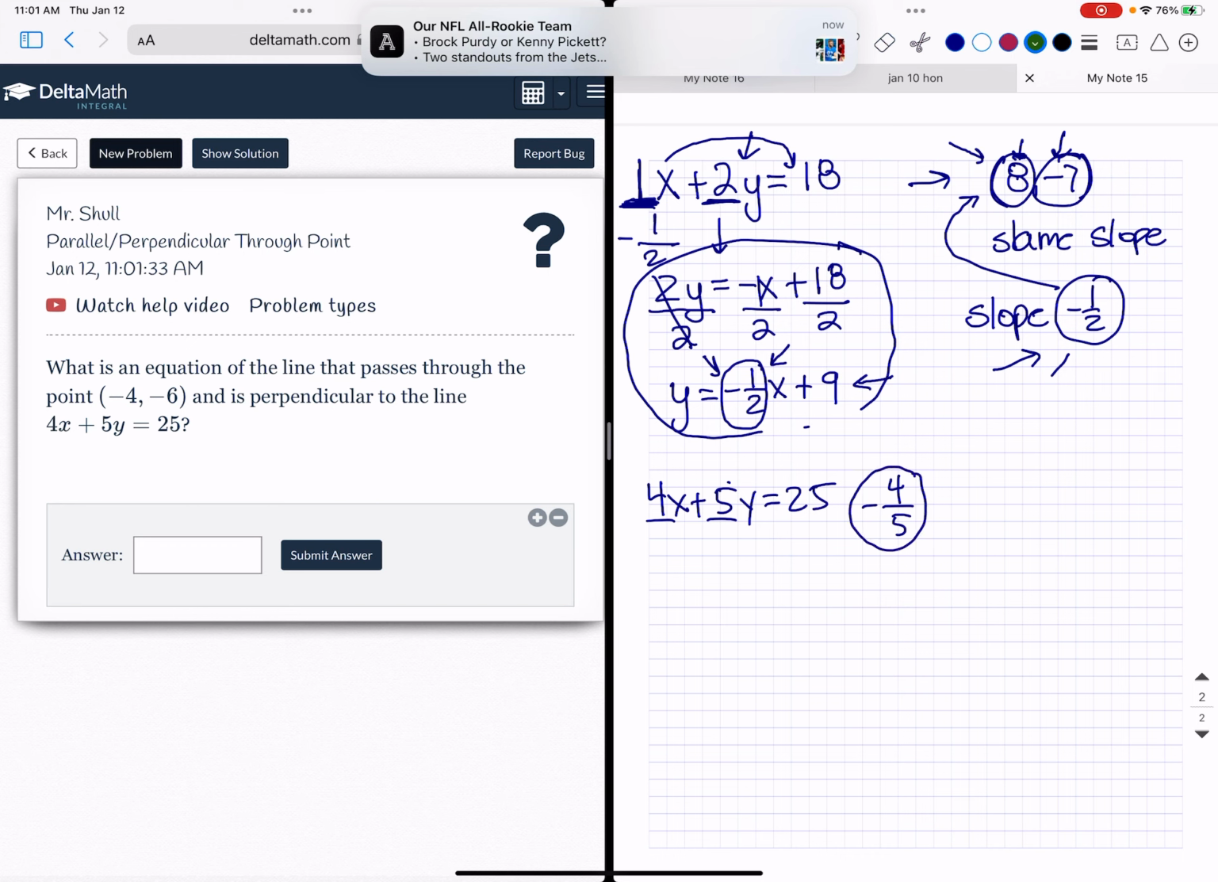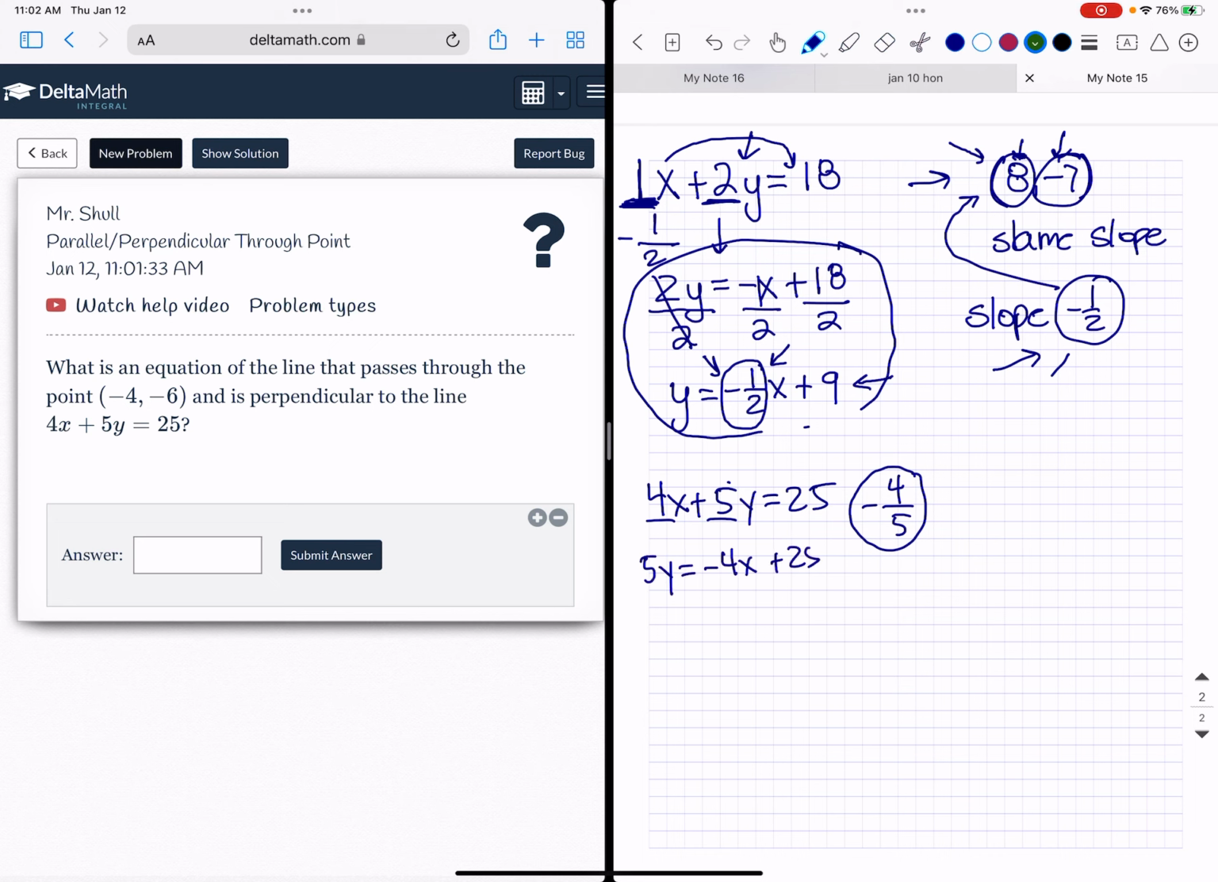If I didn't know, the long way would be 5y equals negative 4x plus 25, then divide by 5 everywhere, and y equals negative 4/5 x plus 5. So I'm just stealing this 4/5, but I need perpendicular. I don't want the same slope as this line. I want as backwards as I can get. I'm going to turn it upside down, and I'm going to make it positive. So I'm stealing this, and I need it to go through negative 4, negative 6.